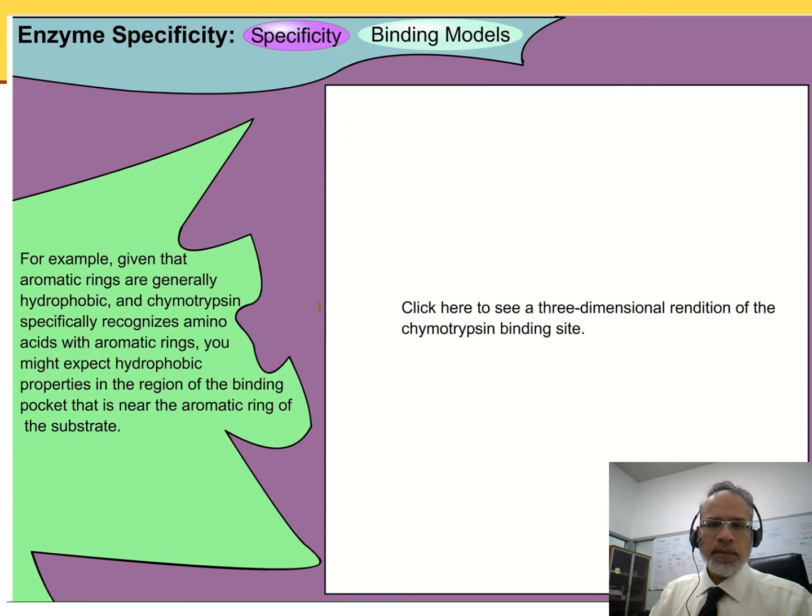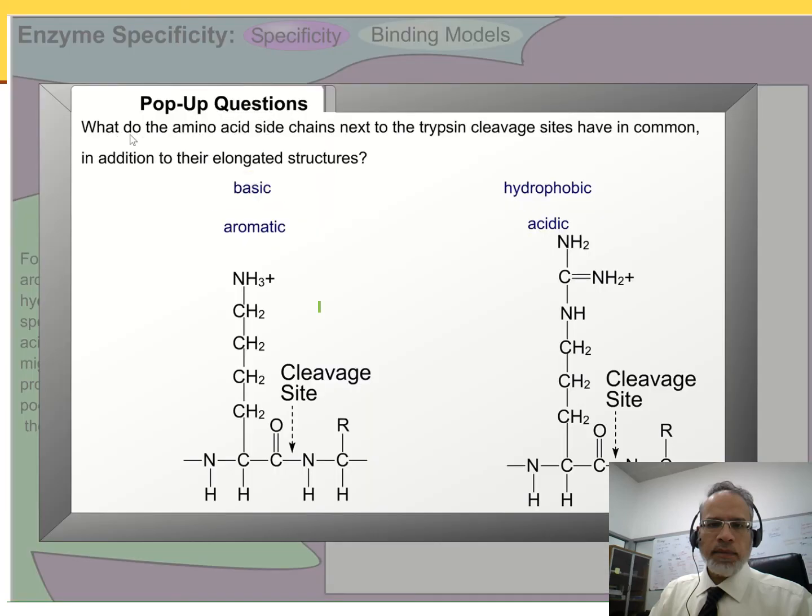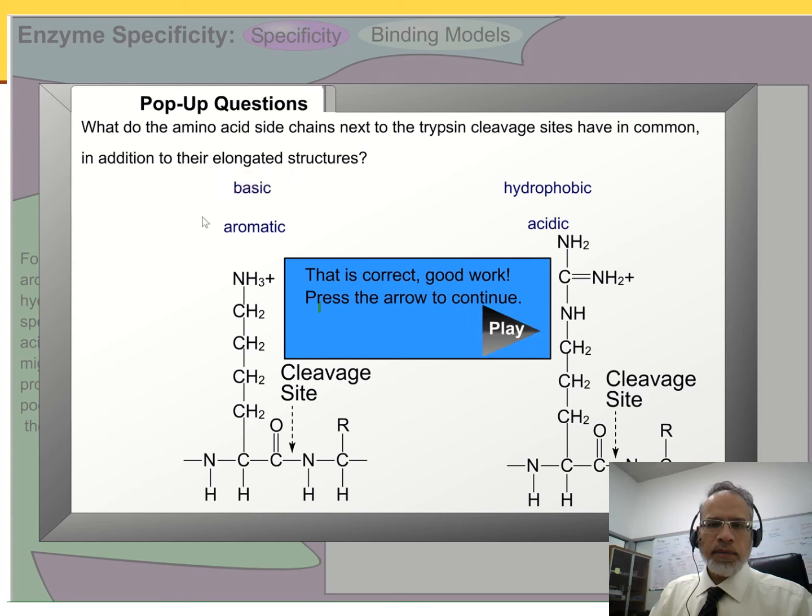Okay, now they're asking what the amino acid side chains next to the trypsin cleavage site are. Again they're showing you this is a trypsin substrate, meaning this is a substrate that trypsin can work on, can cleave here. This is a trypsin substrate that can cut here, and they're asking what is common between this and this. So these are both not aromatic, not hydrophobic, and not acidic. Acidic, remember, will have COOH. So they have basic side chains, right? Not acidic. So this is basic.